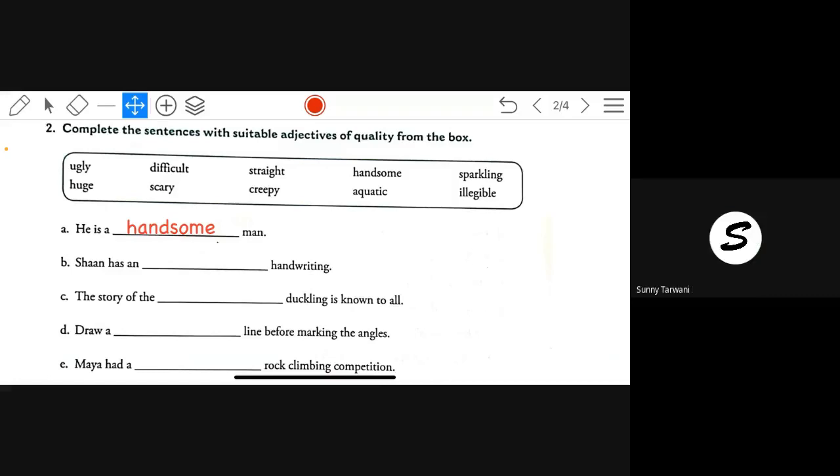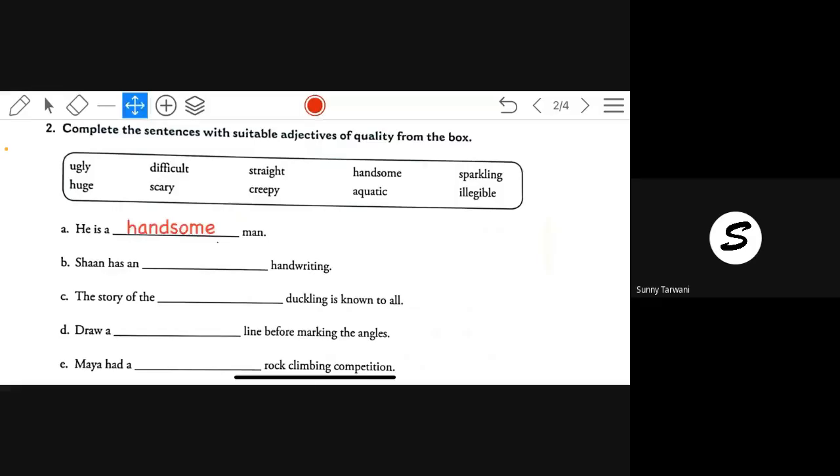Shan has an illegible handwriting. Creepy. What is the meaning of creepy? Creepy is something which you always fear when you are afraid.